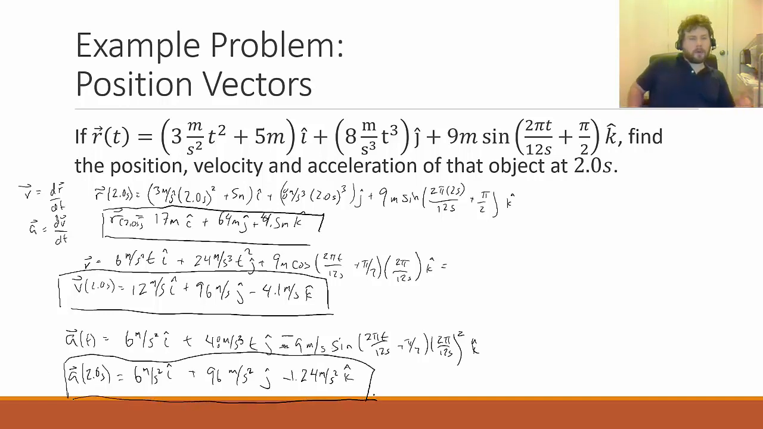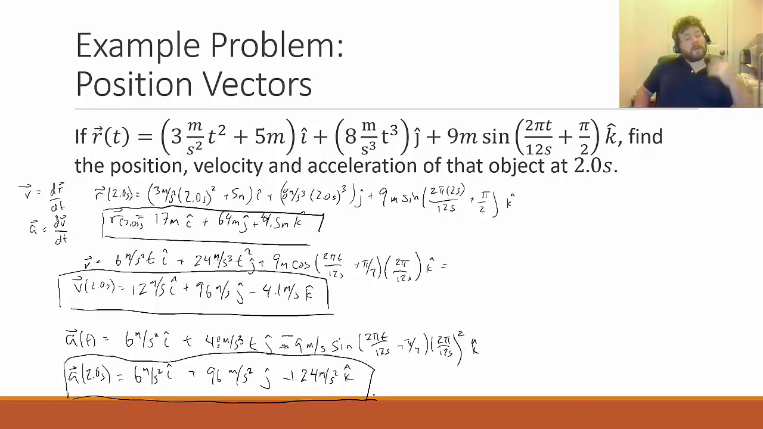And the point of this example is not really this particular function or the particular time. The idea is that if you have a position vector as a function of time, you can always take the derivatives of it component by component and plug in the time to find the position, velocity, acceleration, or any higher derivatives at any time. I would say velocity and acceleration from a position function.